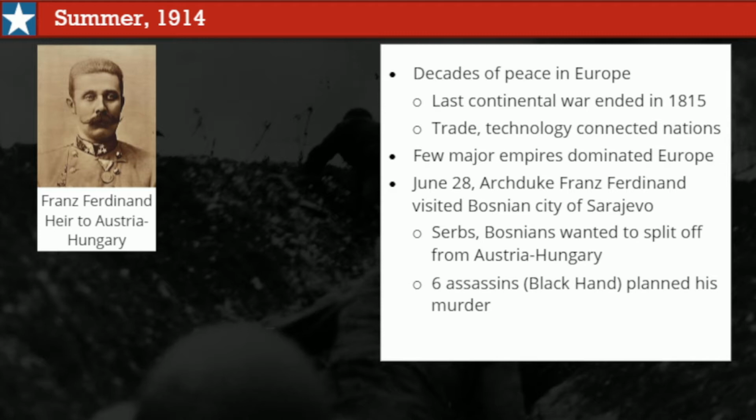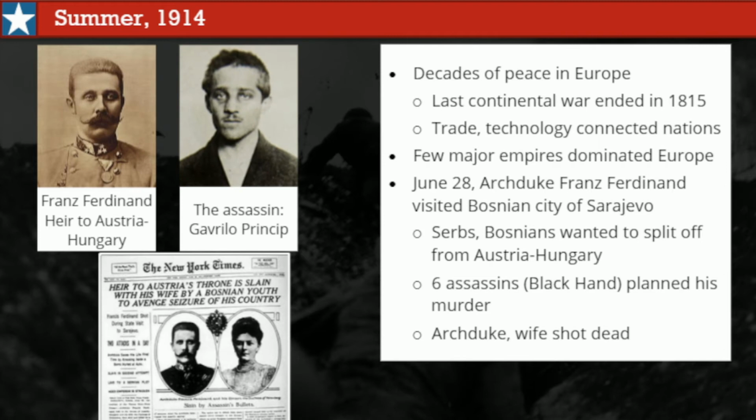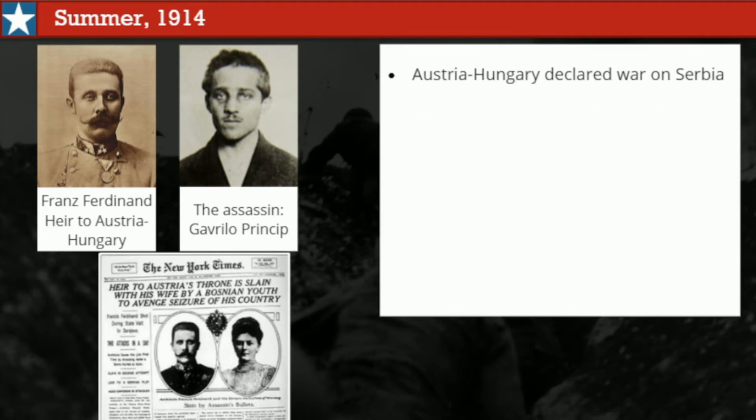Six assassins, part of a group known as the Black Hand, planned to draw attention to their cause by murdering Franz Ferdinand. As the Archduke and his wife traveled in a motorcade through the streets of Sarajevo on June 28th, they were shot dead by one of the assassins, Gavrilo Princip. Outraged, Austria-Hungary declared war on Serbia the next month.